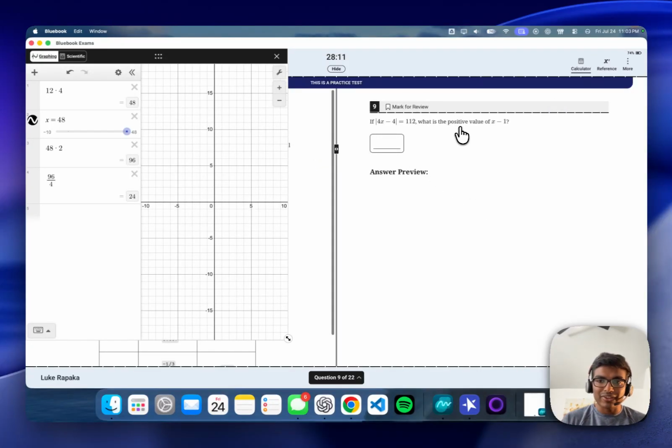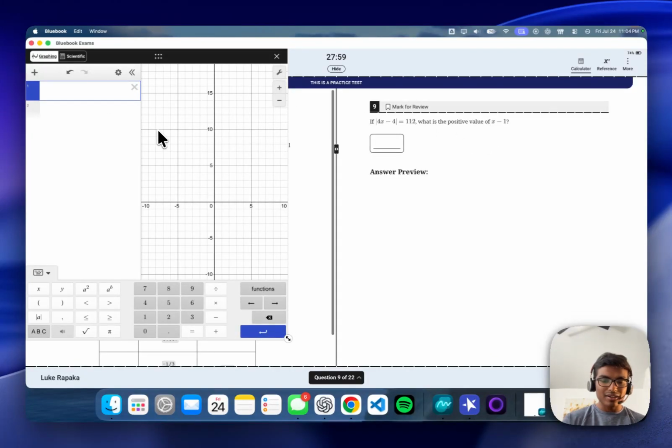What is the positive value of x minus 1? Okay, so we just need to take that absolute value equation and first solve it. I would recommend knowing this because these can be a little tricky sometimes. Let's go ahead and solve it. So 4x minus 4 equals 112. This is the simple version.